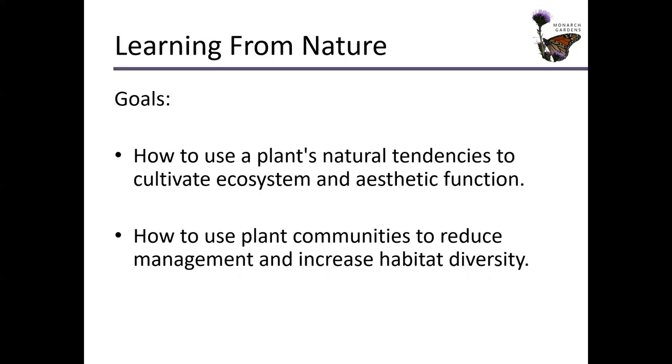And then how to use plant communities to reduce management and increase habitat diversity. That sort of goes along the same lines. If you have a large site and you just need that site covered ASAP, and you don't want to have to mow it and mess with it a whole bunch, the plant communities that we just identified in the image, man, they're going to be perfect for you.